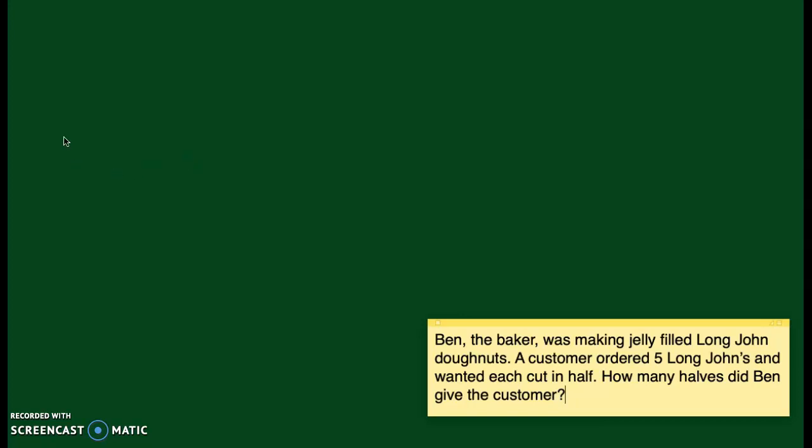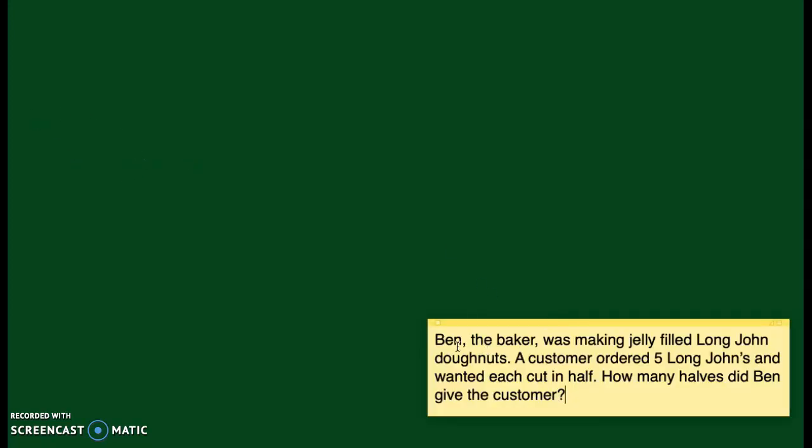Now let's look at our second sample problem. And our second sample problem is Ben the baker was making jelly-filled Long John donuts. A customer ordered 5 Long Johns and wanted each cut in half. How many halves did Ben give the customer?